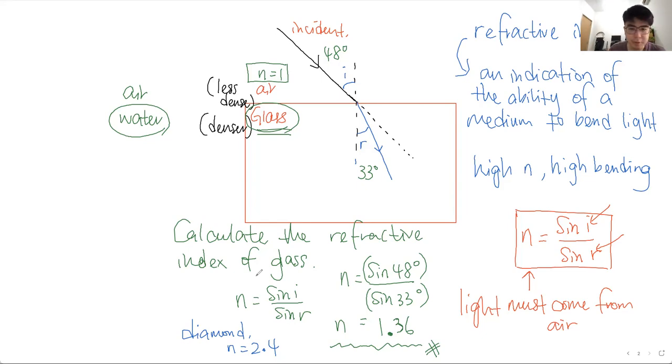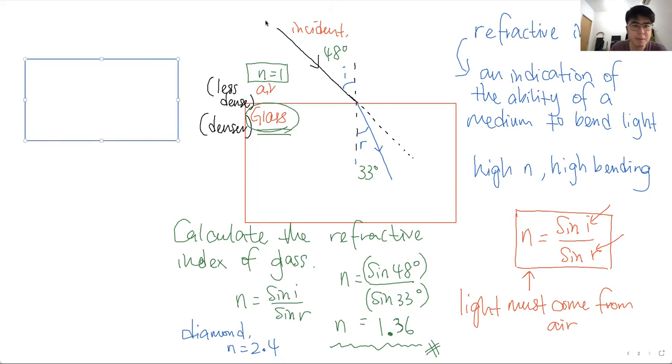Okay, so now what if in some cases you're given a diagram like this? Give me 2 more minutes, then I'll let you go. In some cases the light comes from the glass, and then it exits and bends away like this. Let's say this incident angle is 33, and the refracted angle is 48.